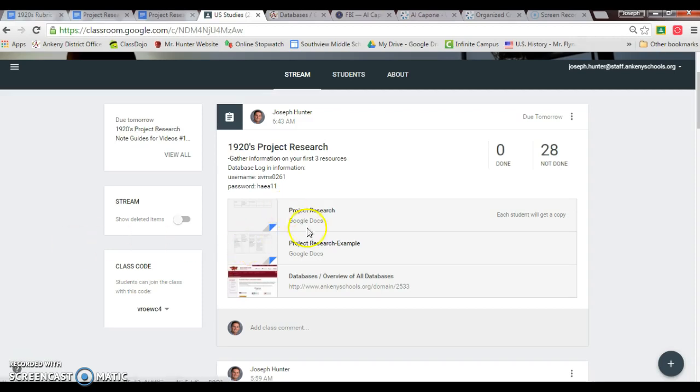You are going to open all 3 of these links that I have in Google Classroom. One of them will be inside the assignment as I made a copy for you. The other one is an example of your assignment, and the other one is a link to the databases. Please open all of those.